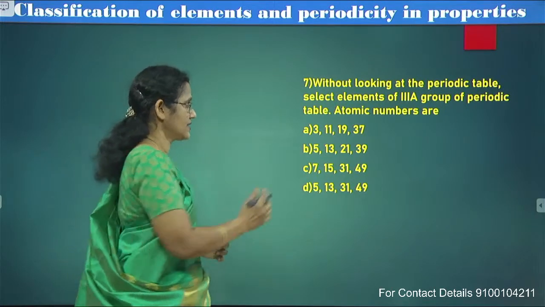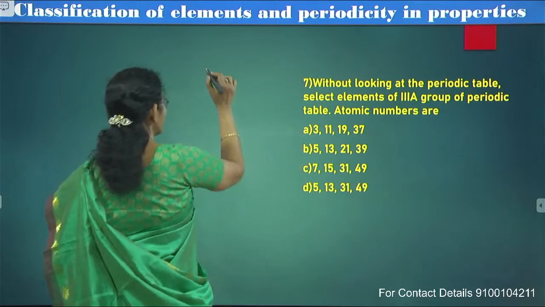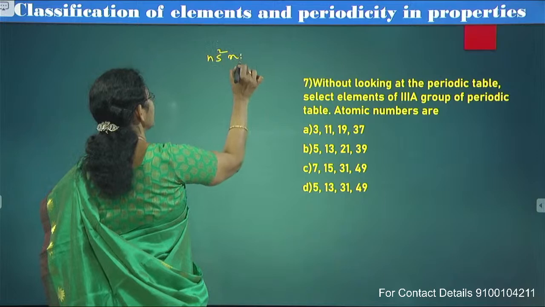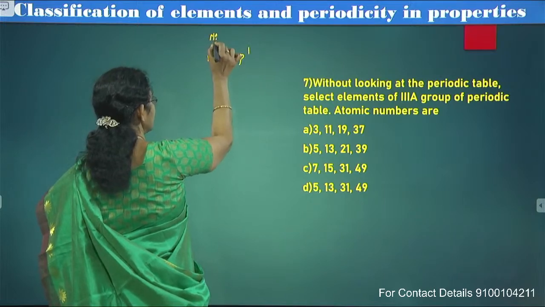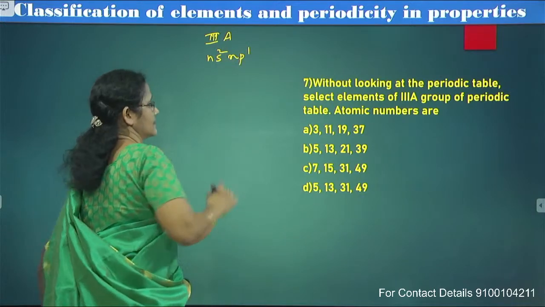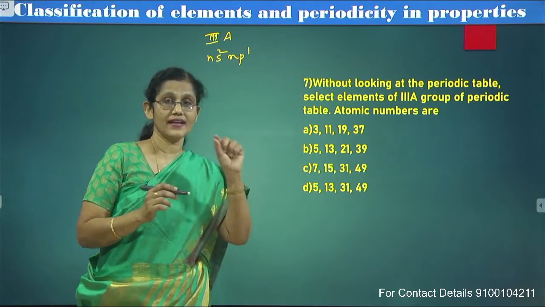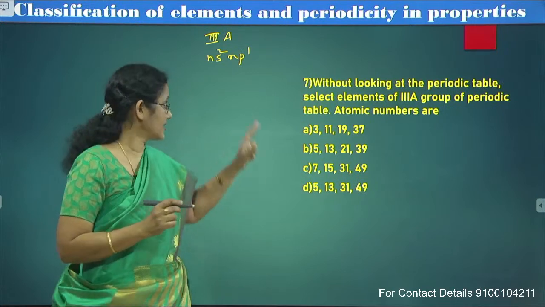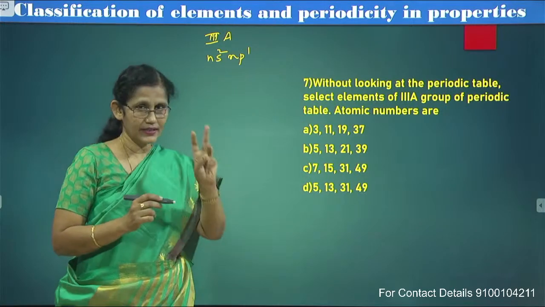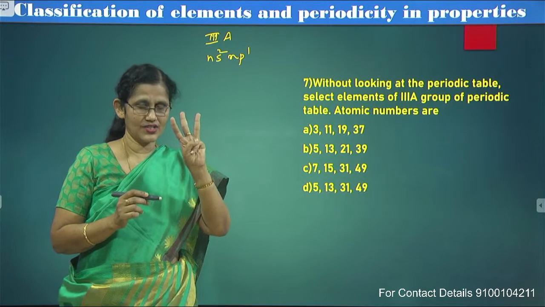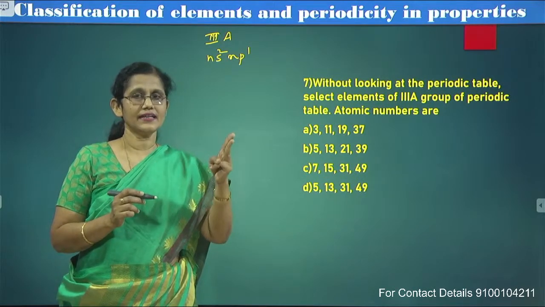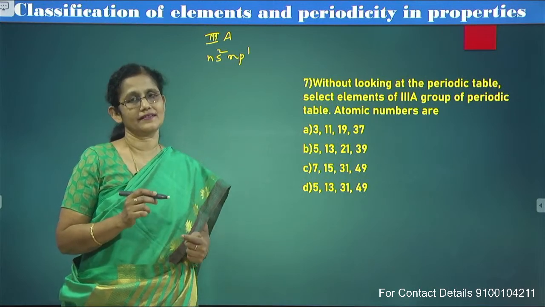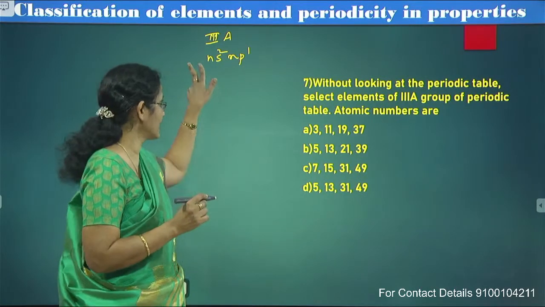When I see third A group elements, their valency configuration is ns2 np1. For 1 A group elements ns1, 2 A group elements ns2, third A group elements ns2 np1. That means 3 electrons in the valency shell, right? Now, in the inner shell, you keep on adding 2, 8, 8, 18 like that, right? So, the inner shell should have 2 electrons.